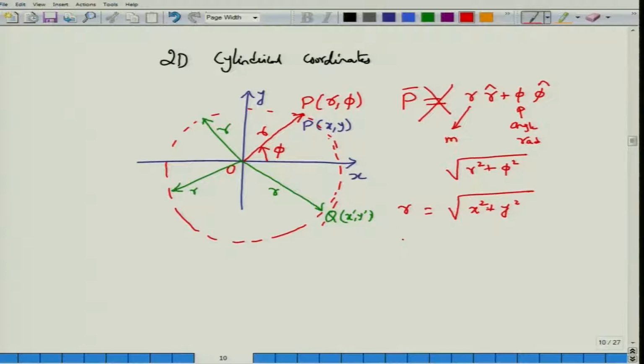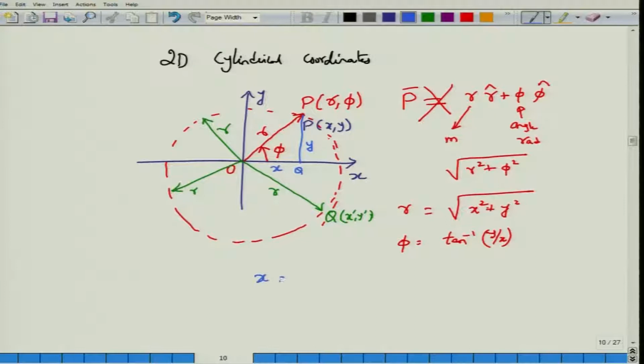And what would be the value of phi given x and y? The angle through which you will have to rotate in order to reach point P will be tan inverse of y by x. Where is this tan inverse relationship coming from? You just drop a perpendicular, clearly this will be x, this will be y, and you are looking for the angle phi from this right angle triangle OPQ, where Q is a point. So from this right angle triangle you have phi equal to tan inverse of y by x.